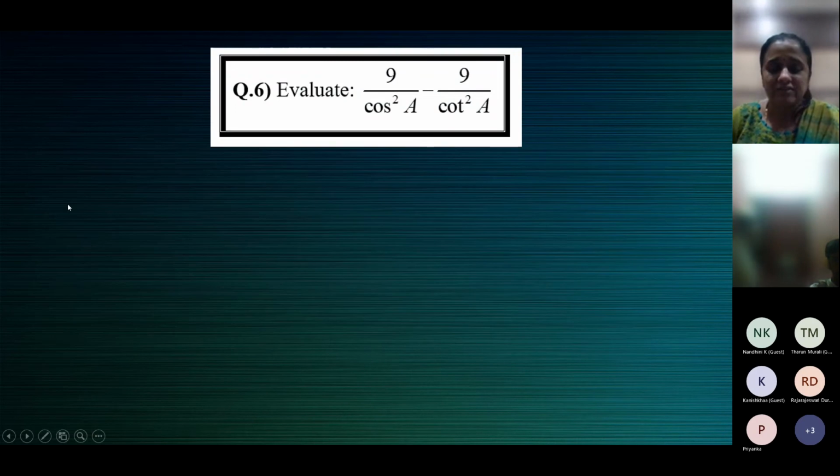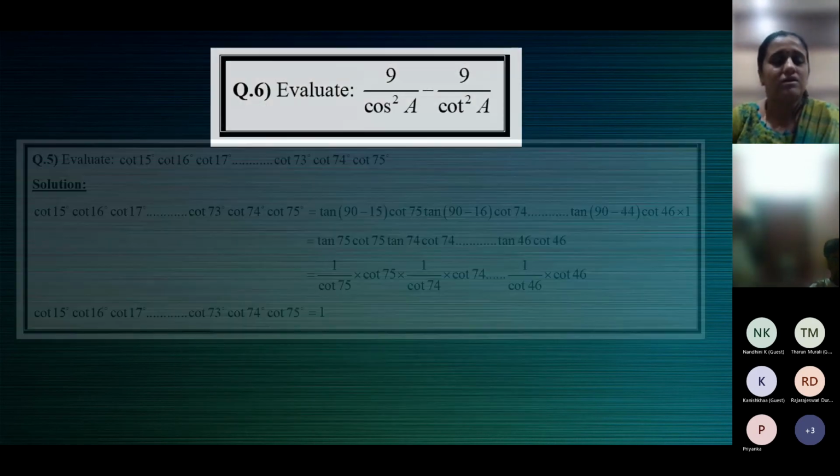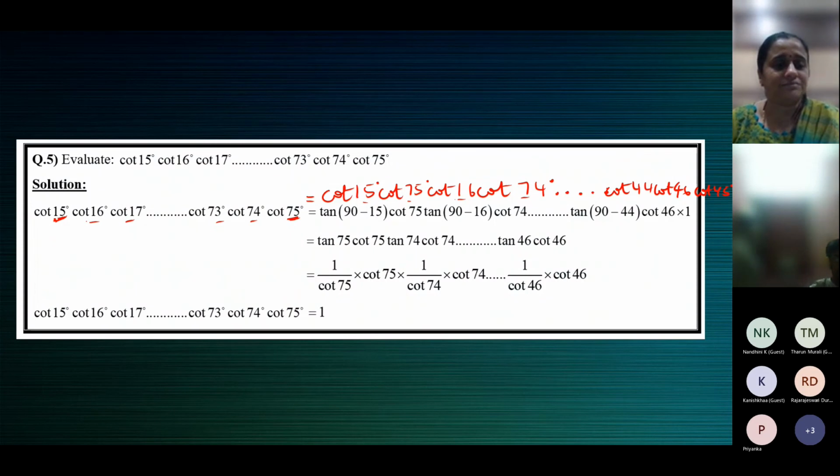Similarly, the first angle here is 15, and the last one is 75. So 15 plus 75 is 90, 90 by 2, 45 will be left in the middle. So it will be like this: cot 15, 75, 16, 74, it goes on like that. The last pair will be cot 44 and 46, and cot 45 will be left in the middle. And cot 45 is a standard angle. 45 degrees is a standard angle, so you can get the value from the table.